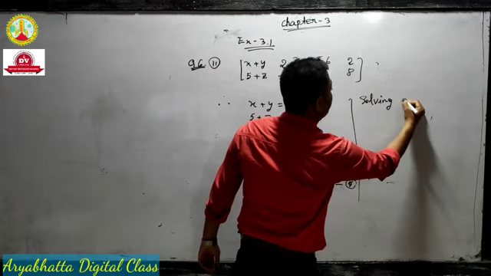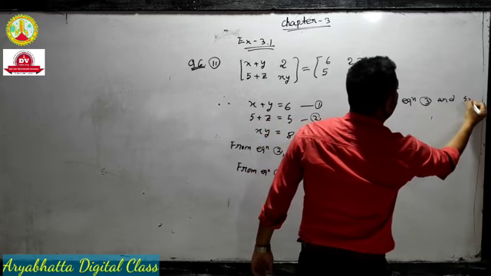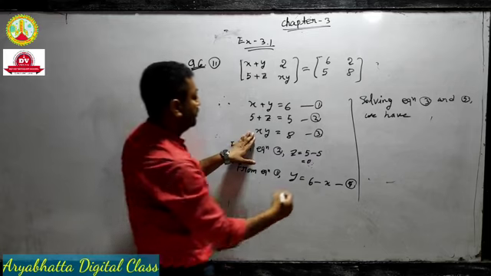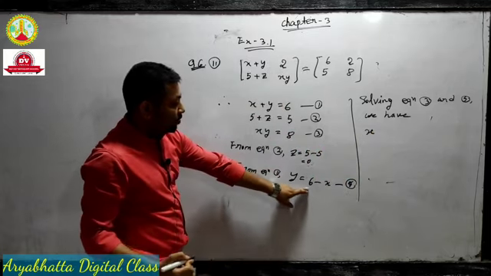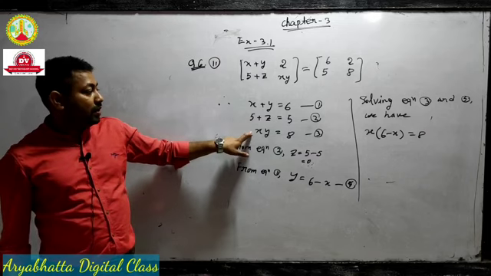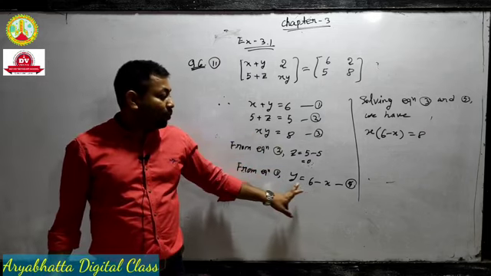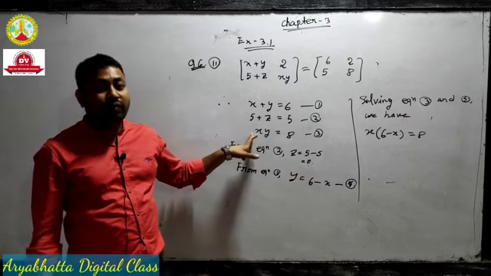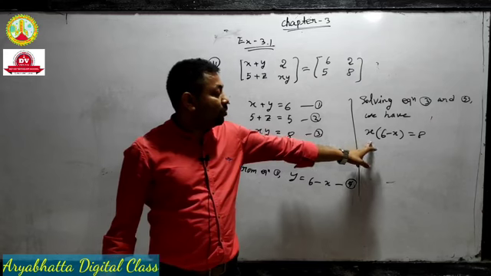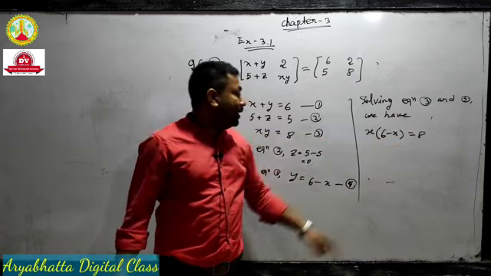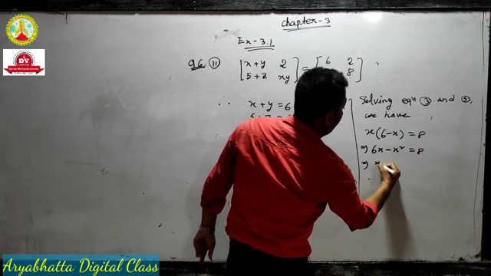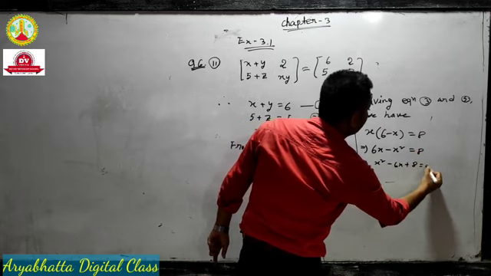Solving equations 3 and 4, we have equation 3, xy equal to 8, and equation 4, y equal to 6 minus x. Substituting the value of y in equation 3, we have x into 6 minus x equal to 8. Then we have 6x minus x square equal to 8, therefore x square minus 6x plus 8 equal to 0.